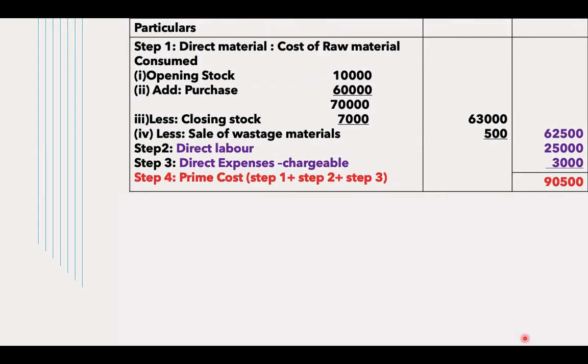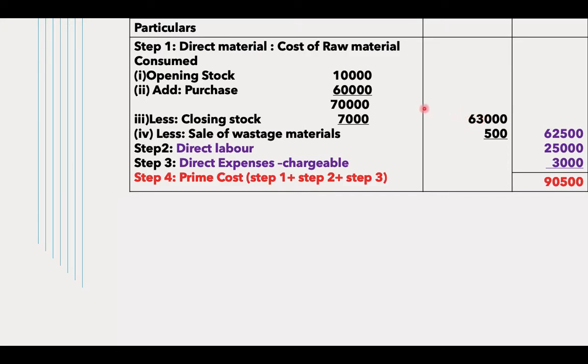So the solution is the cost sheet preparation. From step 1, direct material or the material calculation. Direct material is the cost of raw material consumed. Opening stock of raw materials is 10,000, add purchase of raw materials 60,000, so we'll be getting the answer as 70,000. Along with this we have to less the closing stock of raw materials 7,000. So from 70,000 if we less 7,000 we will be getting the answer as 63,000.